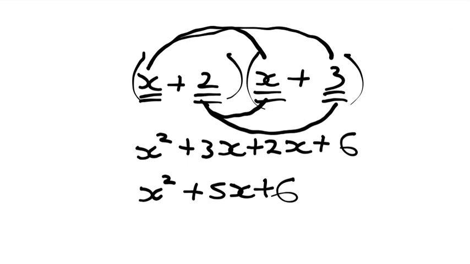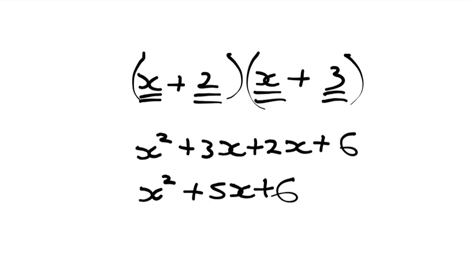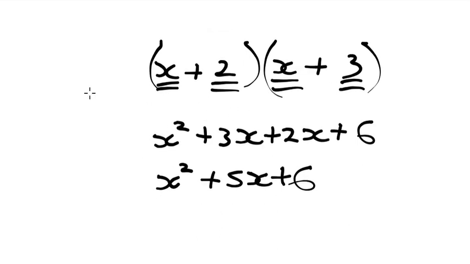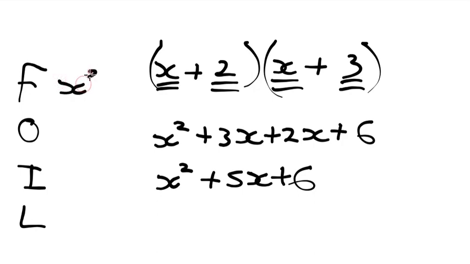There's the FOIL method to multiply them out. We could do the FOIL method, which is FOIL. Doesn't matter which order you put that in, it always works. So F is first, so that would be the x and the x, the first thing in the first bracket, first thing in the second bracket, so that would give us x squared.